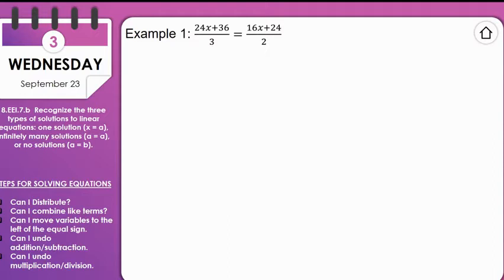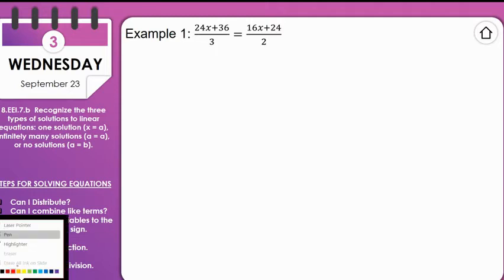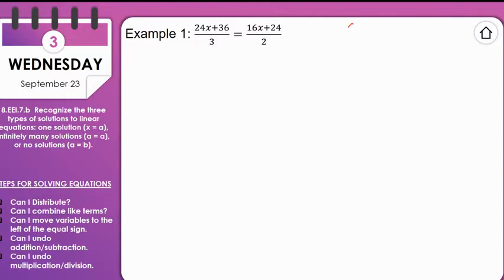Example: we see (24x plus 36) over 3 is equal to (16x plus 24) over 2. When we look at our steps, this problem doesn't fit our typical equation. What we want to do in an example like this is go back to what we learned when we looked at cross multiplication. We have two fractions set equal to one another. You should have reviewed it previously in math.